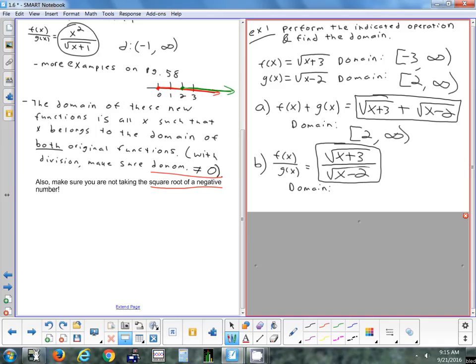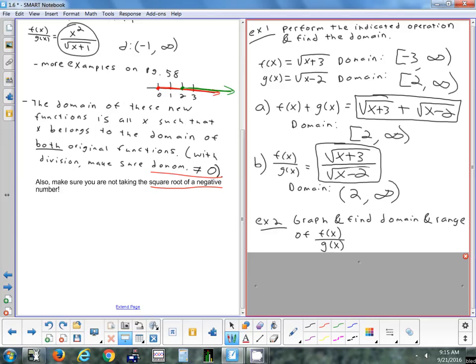Denver? Use a parentheses. Yep. 2. Yes. Okay, so that's my domain. Any number from 2, not including it, up to infinity. Okay, any questions on that?